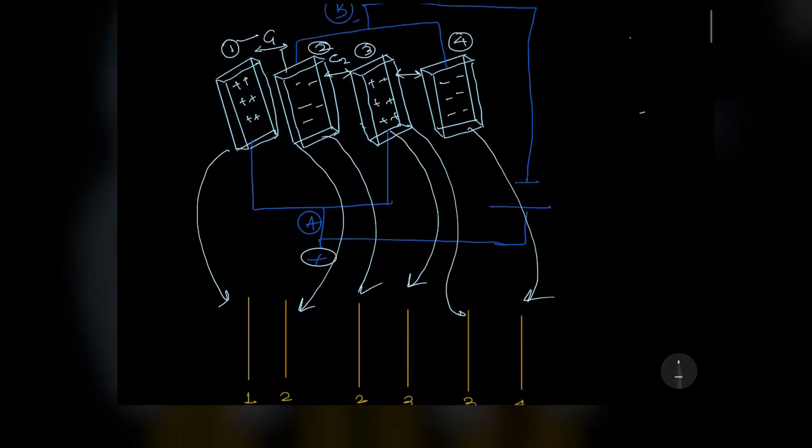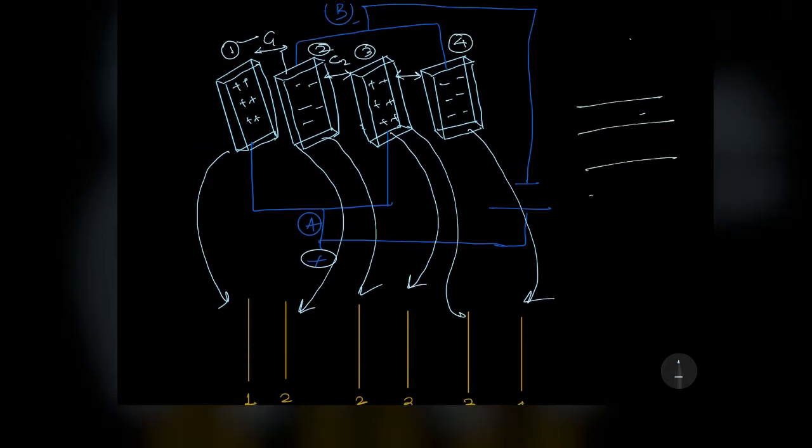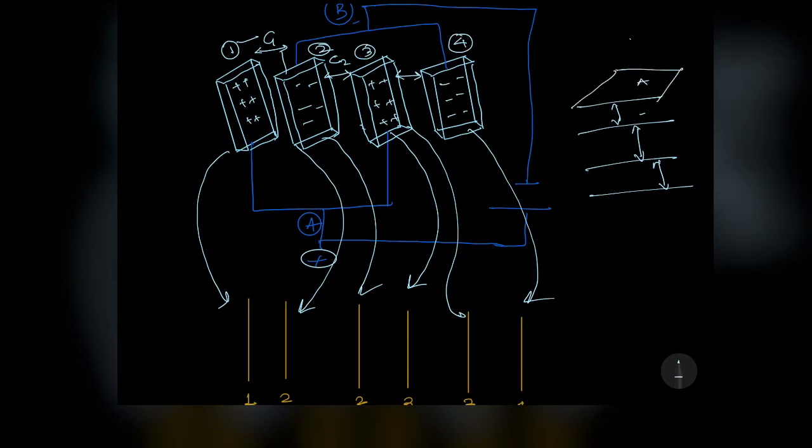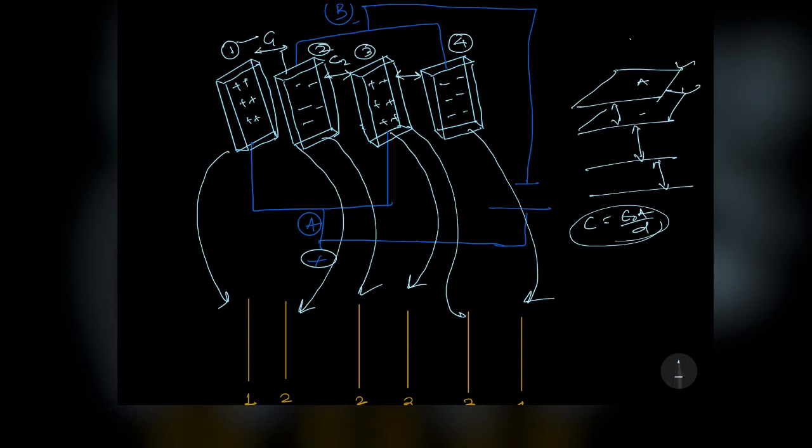So when we are just placing four plates and giving them some potential, we can get three capacitors due to this effect of plates. Each plate has some area, and there is some distance between each plate. So we know C equals epsilon naught A by d. So these two plates give us one effect of capacitor, these two plates also, this plate also, and this plate also.